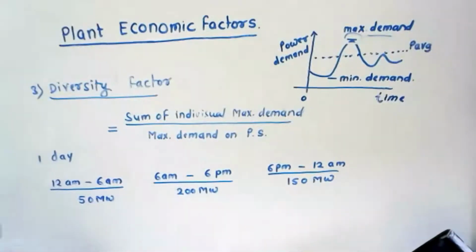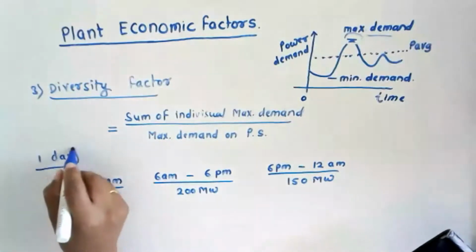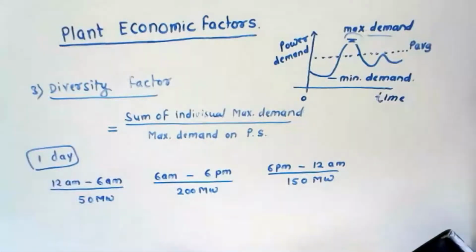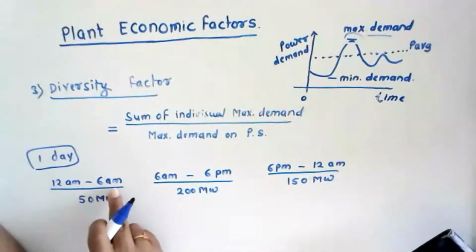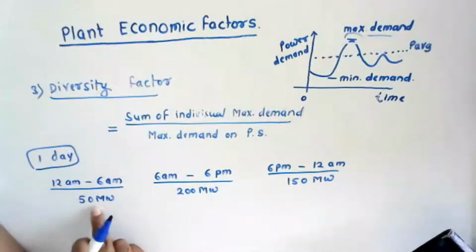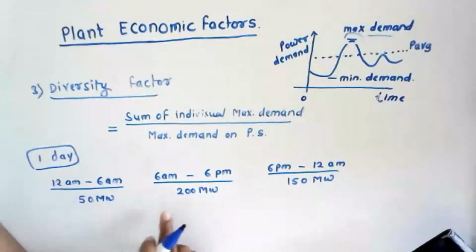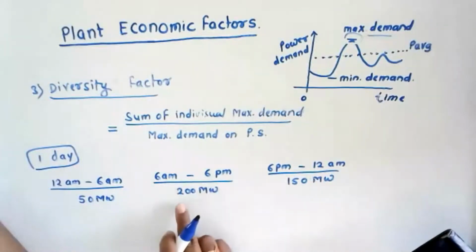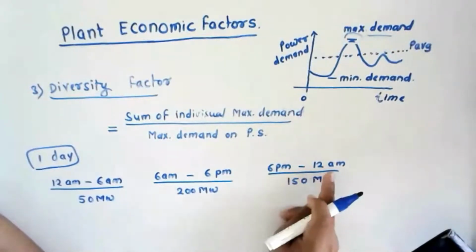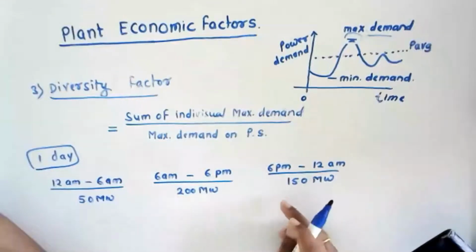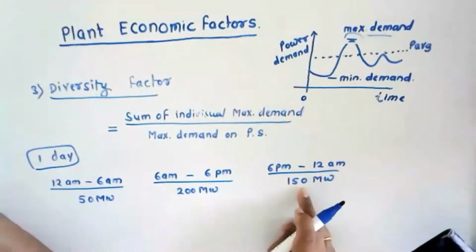So now what is your example here? एका दिवसामध्ये माझी पॉवर कन्झम्पशन कशी आहे, सपोज एखाद्या इंडस्ट्रीची पॉवर कन्झम्पशन कशी आहे, रात्री 12 ते मॉर्निंग 6 पर्यंत मी 50 मेगावॅट पॉवर कन्झ्युम करतो. Then morning 6 to evening 6 I am going to use the 200 megawatt. Then after that 6 PM to 12 AM means इव्हनिंग टाइमला मी 150 मेगावॅट पॉवर यूज करतो.